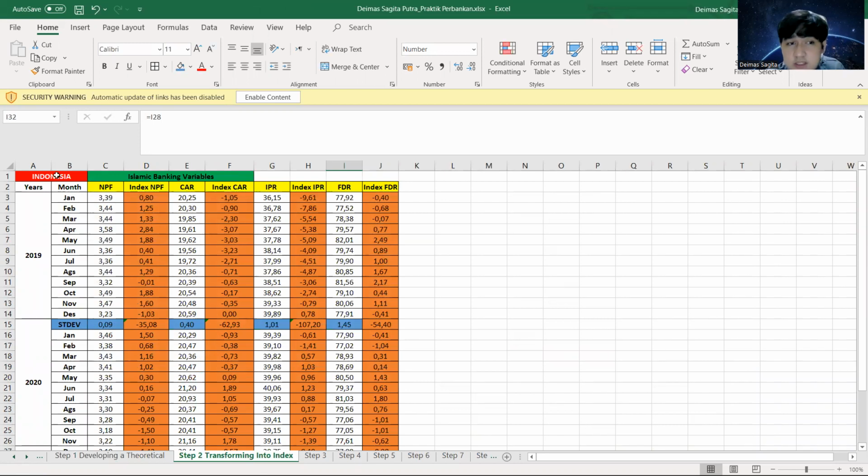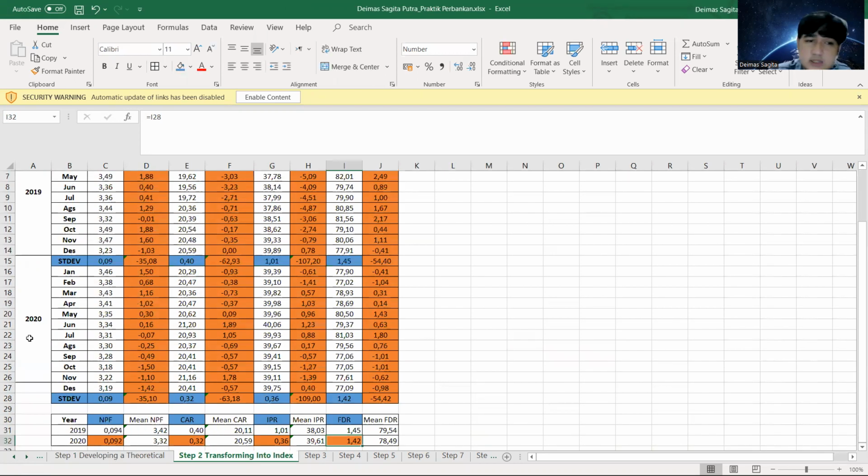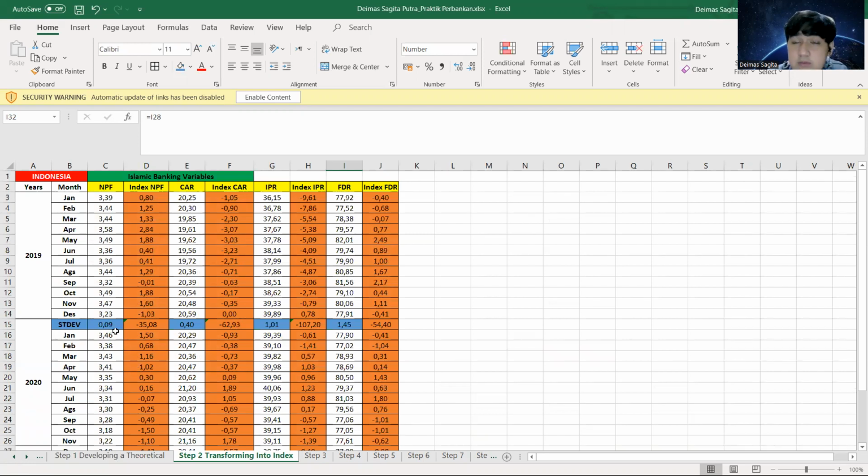Today we only use the initial data from 2019 until 2020. In step 2, we only find the standard deviations for the NPF, CAR, IPR, and FDR. But before that, make a new table here for the index NPF, index CAR, index IPR, and index FDR.